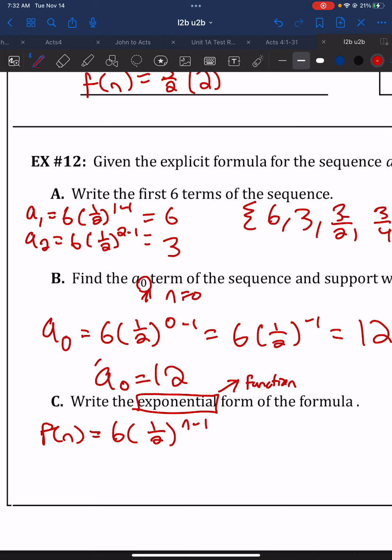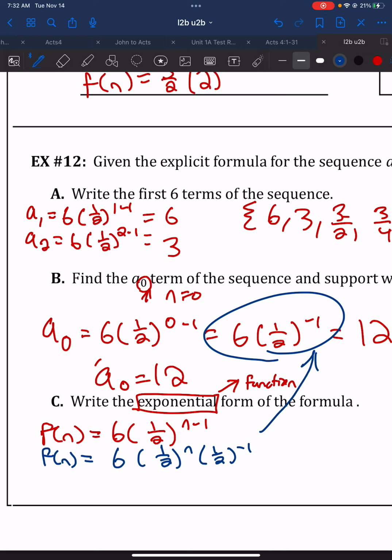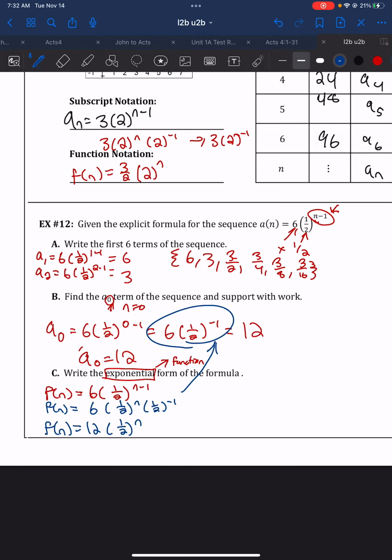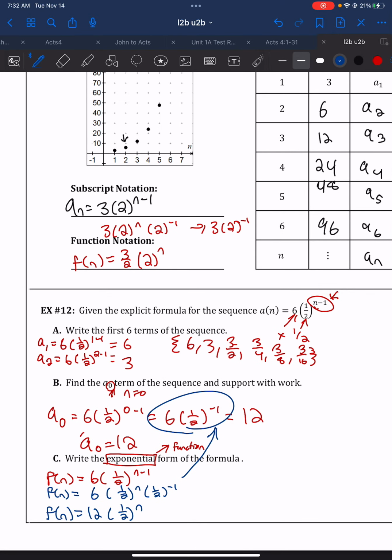And here's an important note. When I break this apart to write it as just n, so 6 times 1/2 to the n, 1/2 to the -1, we already found up here that 6 times 1/2 to the -1 gives me 12. So I could write that as f of n equals 12 times 1/2 to the n. All we're doing is rewriting it in terms of the 0, in terms of term 0.